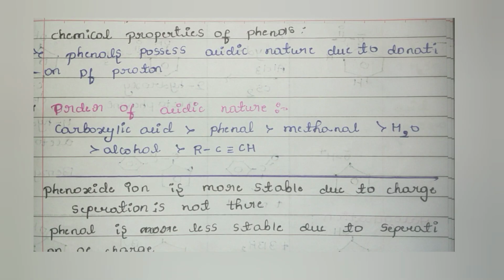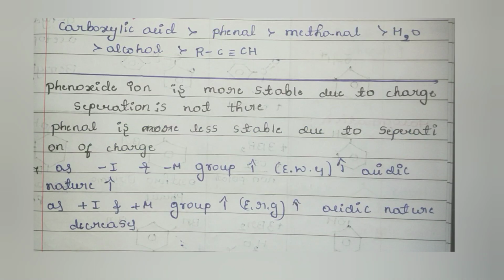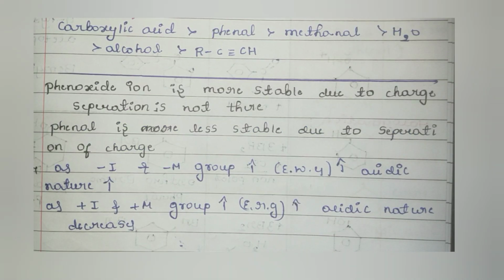And chemical properties of phenols. Phenols possess acidic nature due to donation of a proton. And the order of acidic nature: carboxylic acid is greater than phenol, which is greater than methanol, which is greater than water. Water is greater than alcohol, and alcohol is greater than alkyne. Compared to phenol, the phenoxide ion is more stable as there is no charge separation. Phenol is less stable due to separation of charge, and it contains a positive charge also.